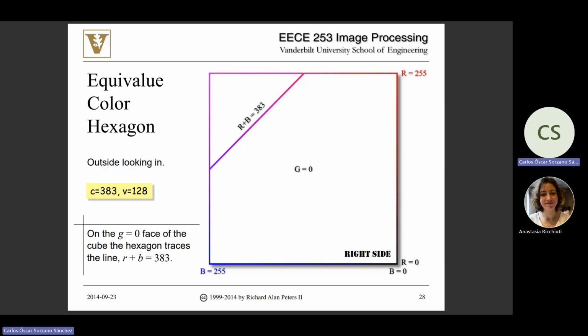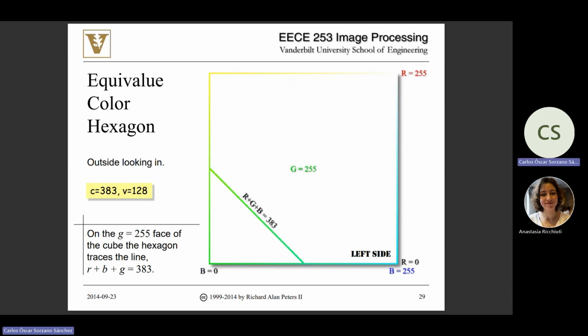Points on this axis are purely blue. Points here are purely red. This axis is red, and this axis is blue. And this line is a mixture. So this axis is purely blue, this axis is purely red, and this is the origin. And we are looking at this line. Okay, any question?